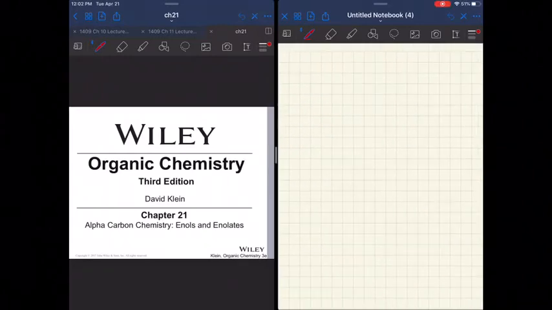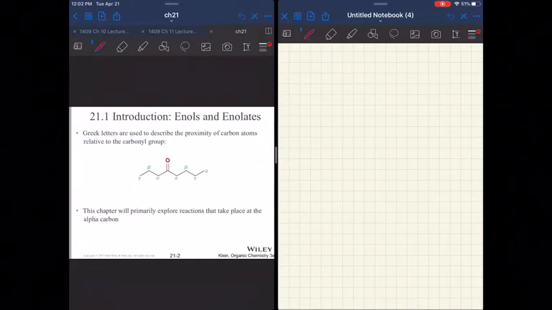Welcome to Chapter 21. Chapter 21 is going to cover alpha carbon chemistry, enols, and enolates. Now, enols and enolates are primarily going to make up intermediates. We're going to be looking at reactions with various carbonyl-containing compounds. And that being said, we're not going to have to learn any new nomenclature because we did a ton of that already.